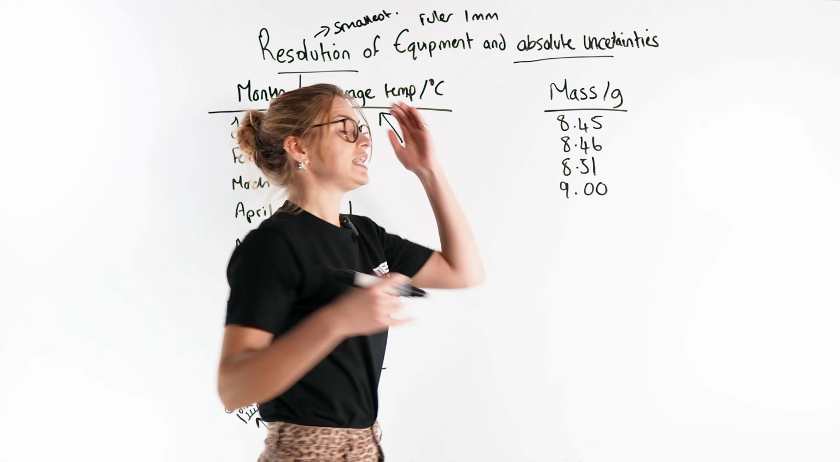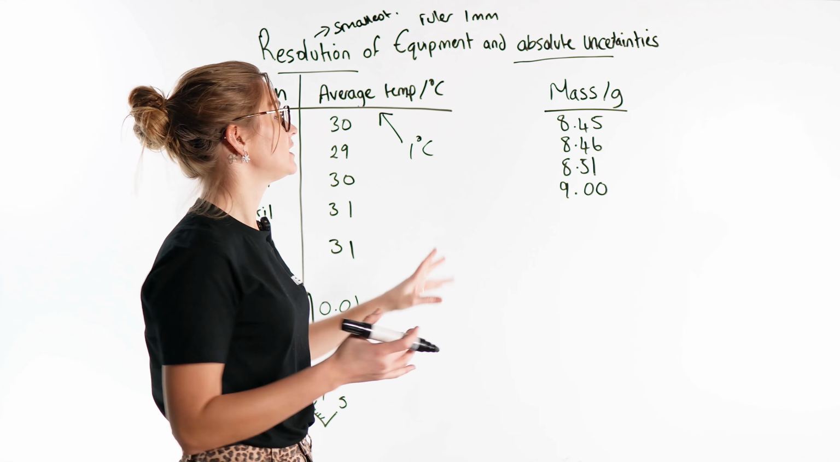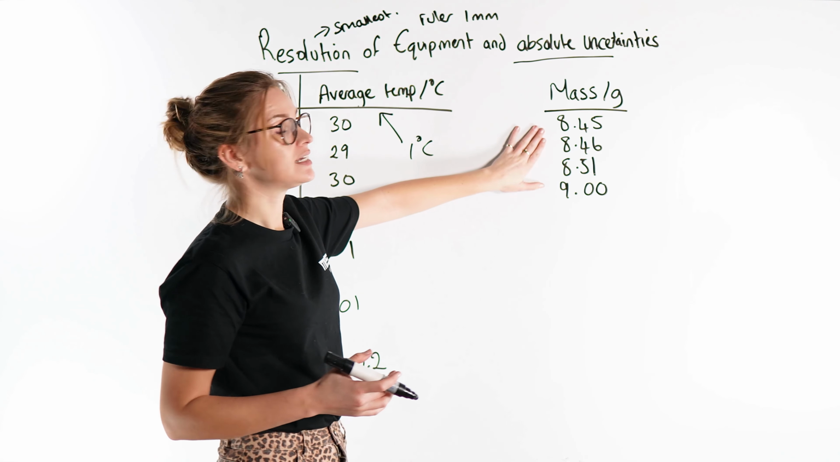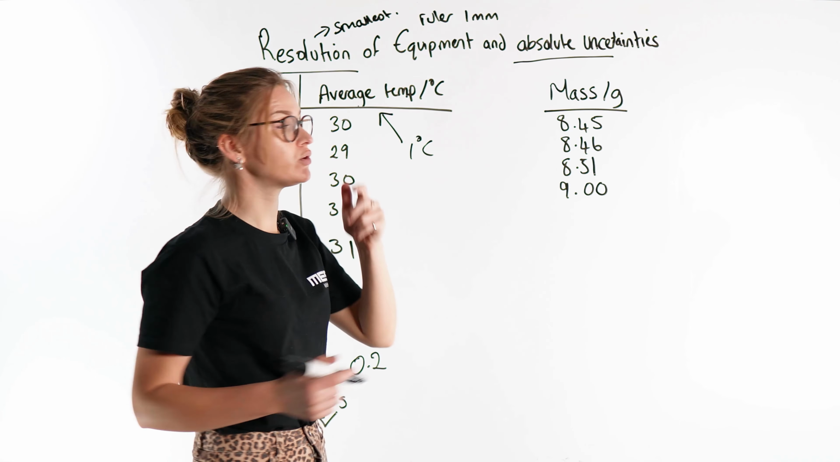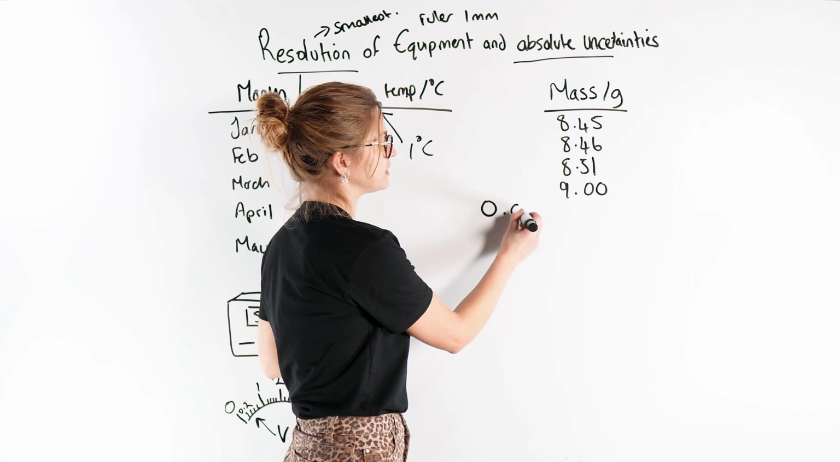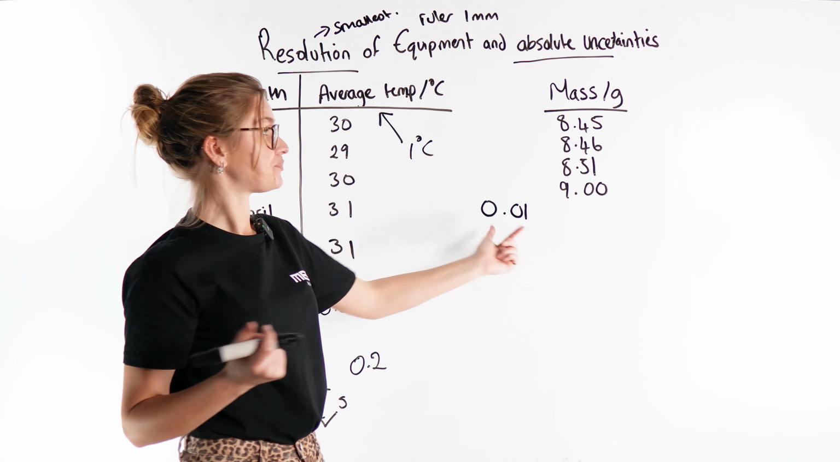More examples. Let's say I'm measuring the mass on a scales or a top pan balance, whatever you want to call it. Again, we're looking for the smallest number it can give me: 8.45, 8.46, 8.51, 9.00. The smallest number it can give me is 0.01 grams, right? So that's the smallest number we can get there.